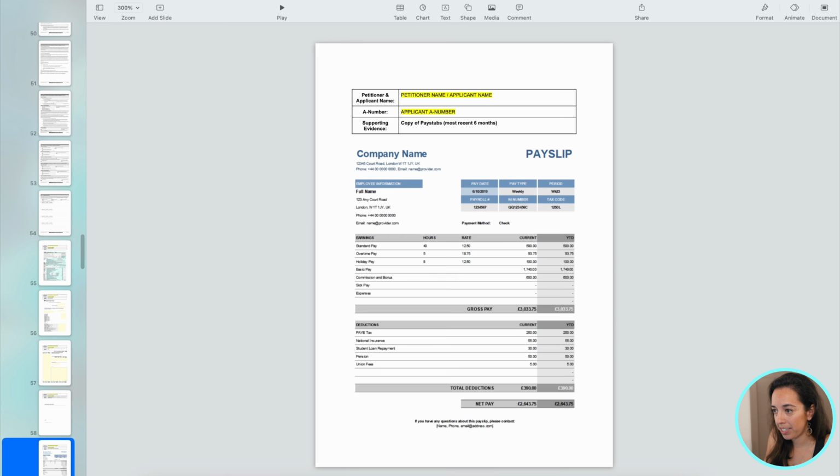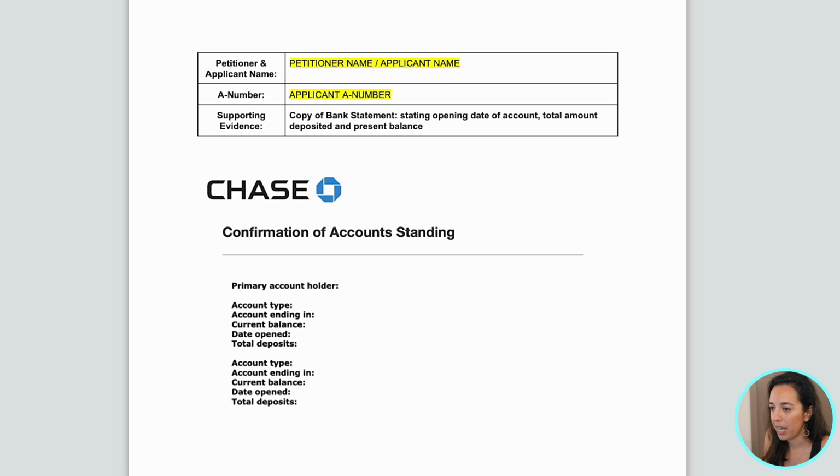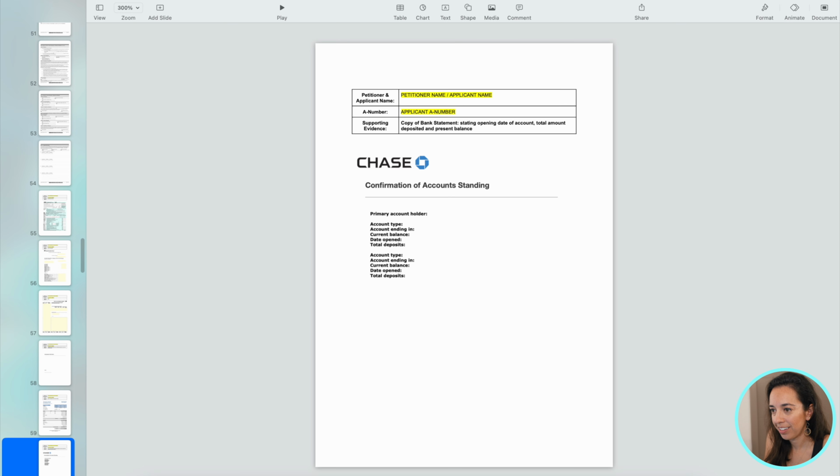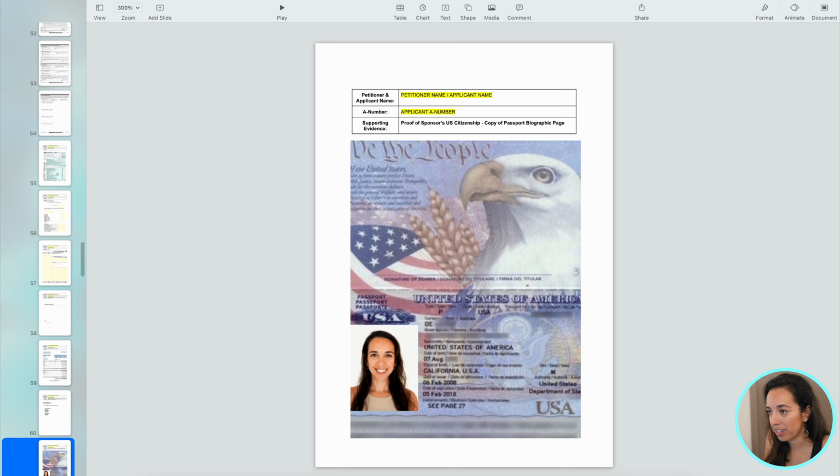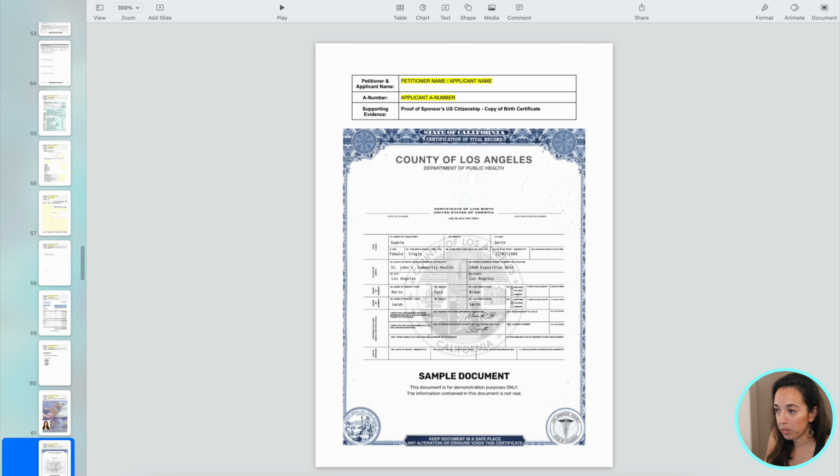We then included pay stubs from the past 6 months. Then we included a letter from my bank stating the opening date of the account, total amount deposited, and also the present balance. We included the petitioner's passport biographic page, and titled it Proof of U.S. Sponsor's U.S. Citizenship. Our aim was to just make sure everything was as easy as possible for USCIS to read and acknowledge. I also included a copy of my birth certificate too.